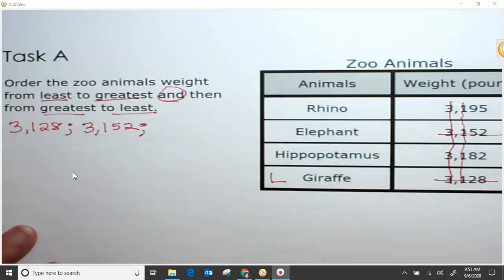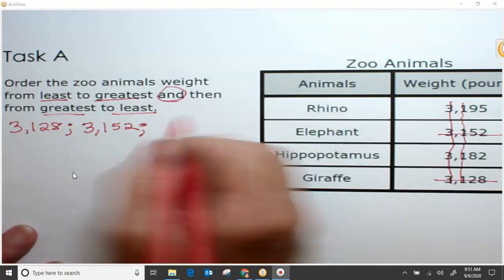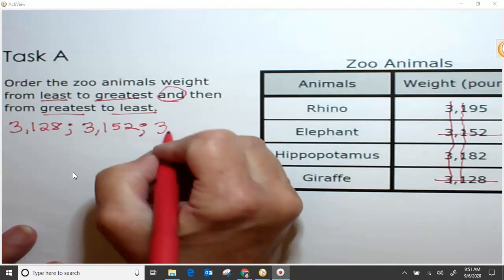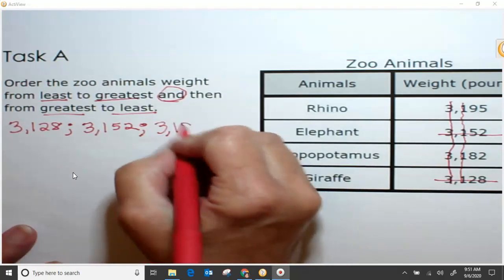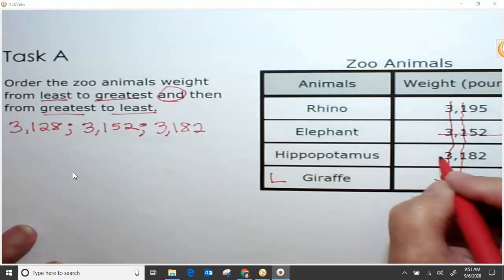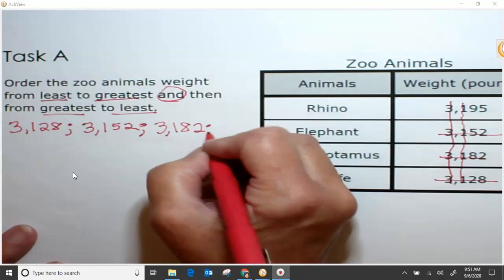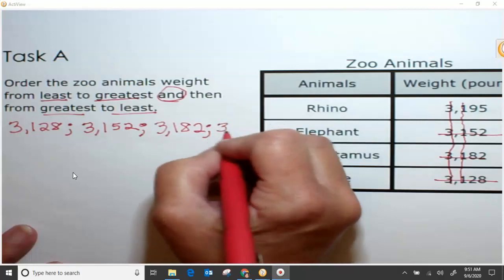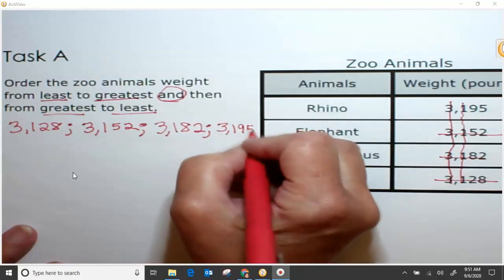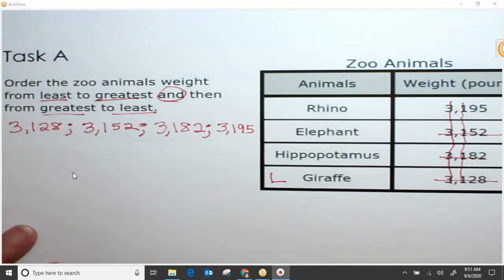And then, okay, so I have a 9 and an 8. 8 is less than 9. So that's my third number, 3,182. And then I have my largest number left, 3,195. Okay, so that's for least to greatest.